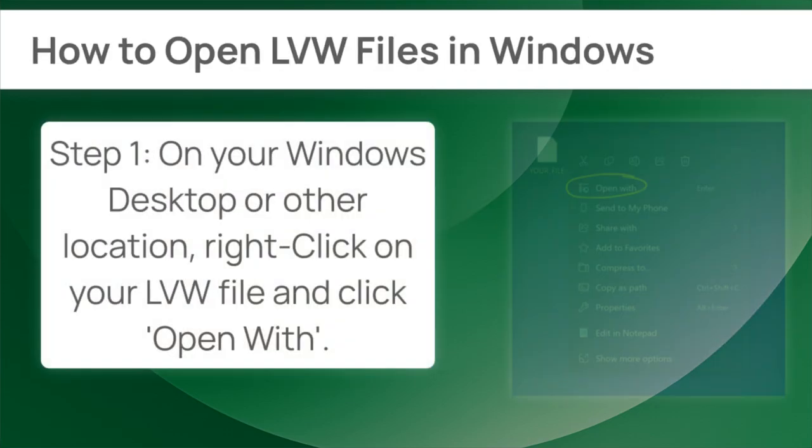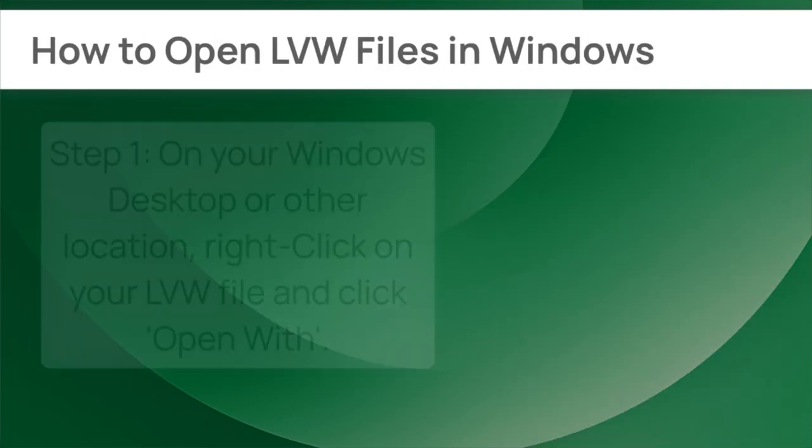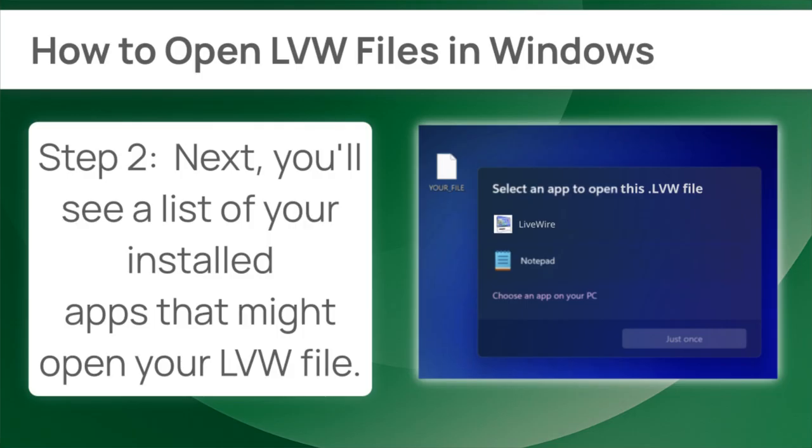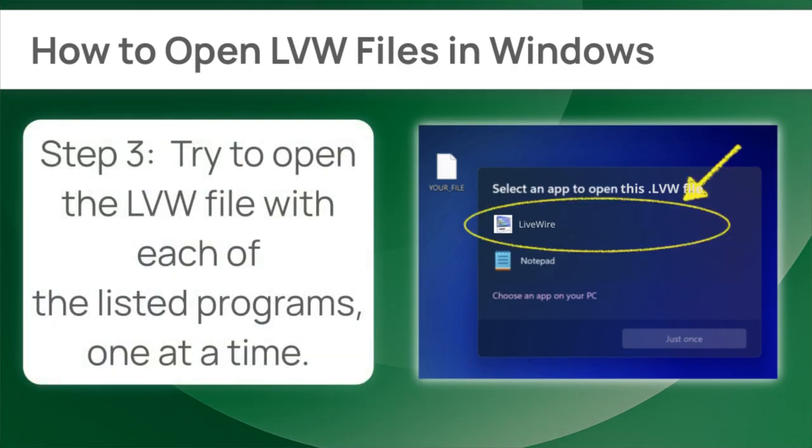To open this specific format, right-click your LVW file and select Open With. If Livewire is available, use that first. If it's missing, choose another program. Don't worry if it takes a few attempts to find the key.